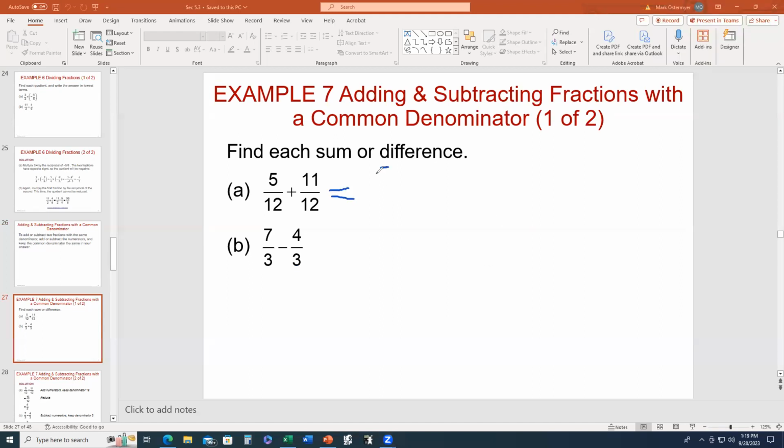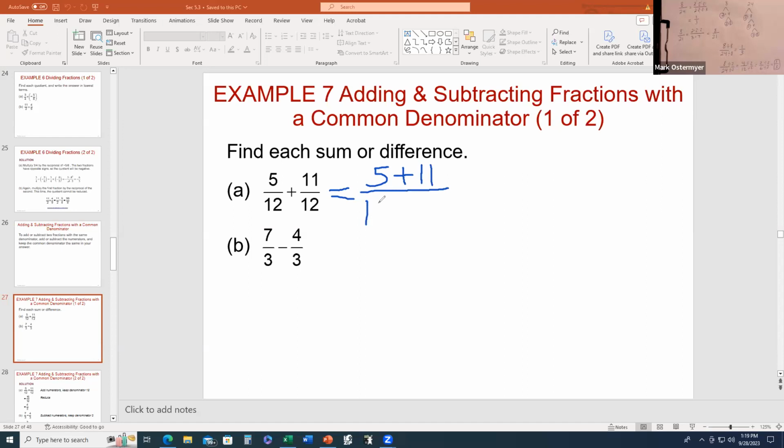Because they both already have a common denominator. So therefore, 5/12 plus 11/12. I'm about to make a critical mistake because I've seen this before in the past. Don't let this happen to you.